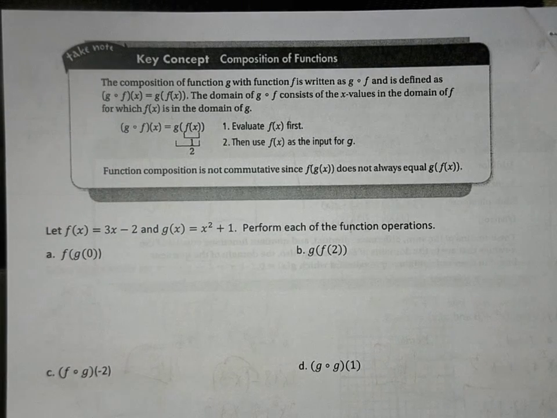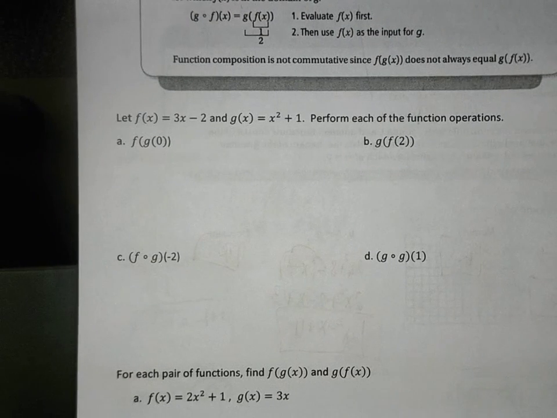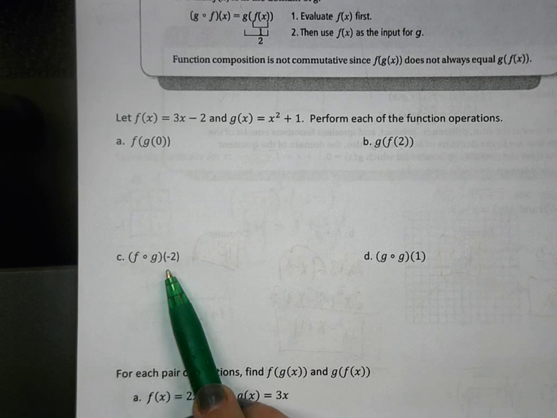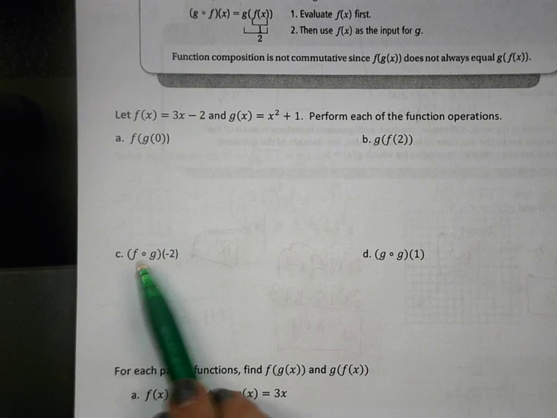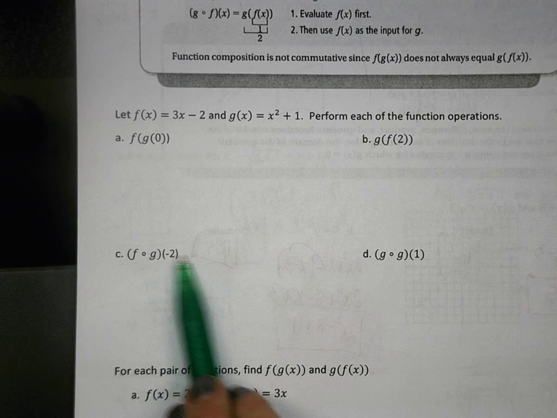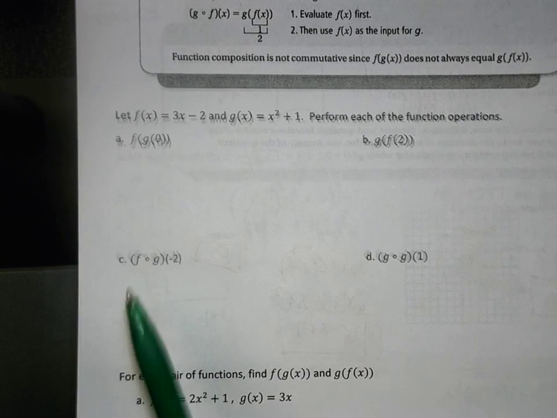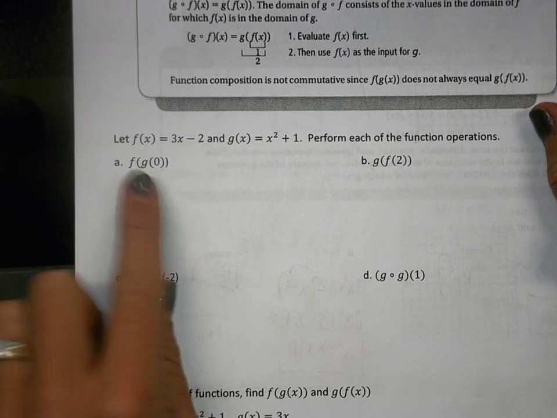Does that make sense? Okay, so when you look down here at these examples, they can be written either way. Either way, you start with your innermost parentheses. So even like here on C, g would be your innermost parenthesis because it's next to the negative 2. So you're just starting with the inside. So let's go back to A. It's saying g of 0.